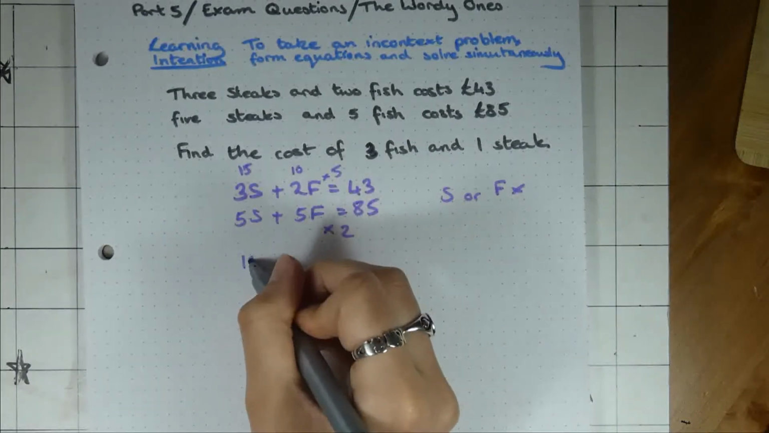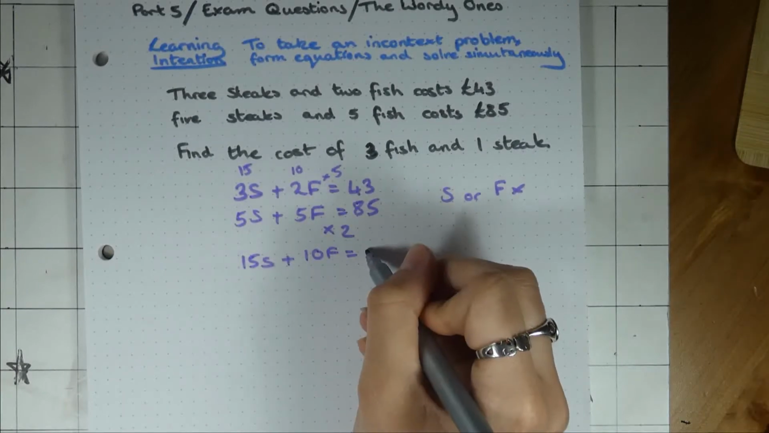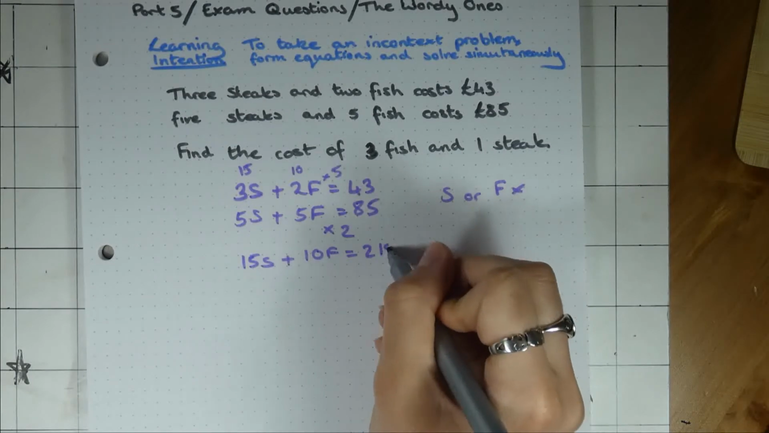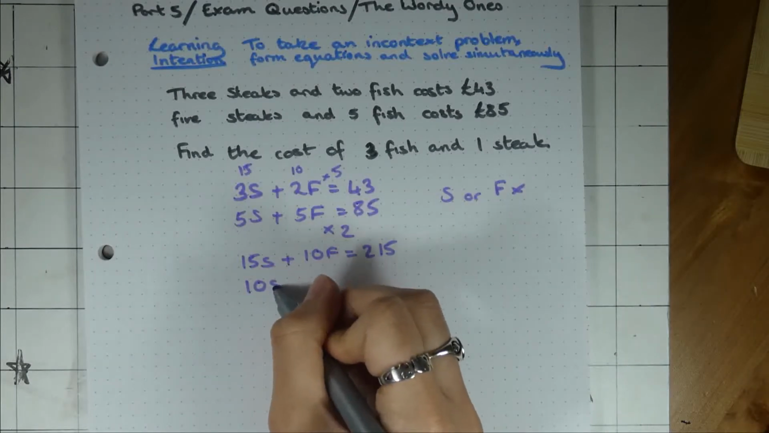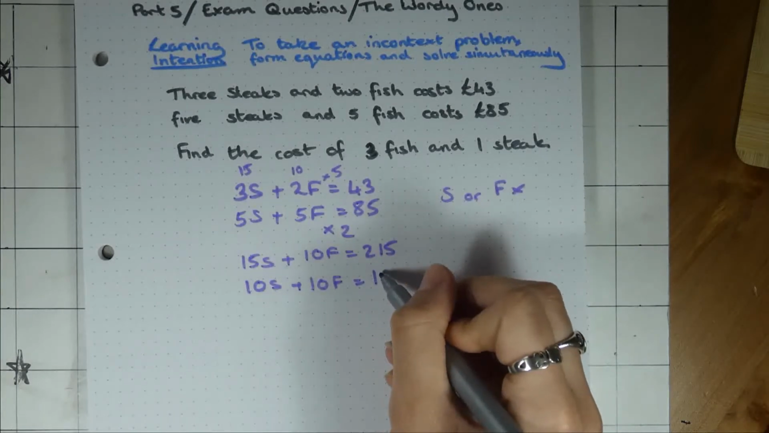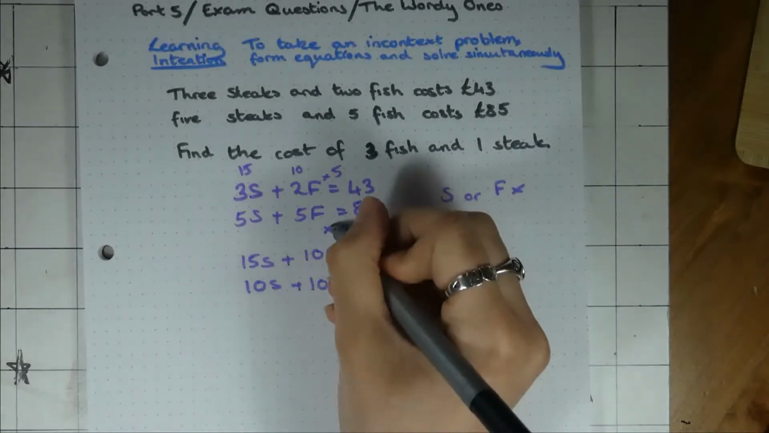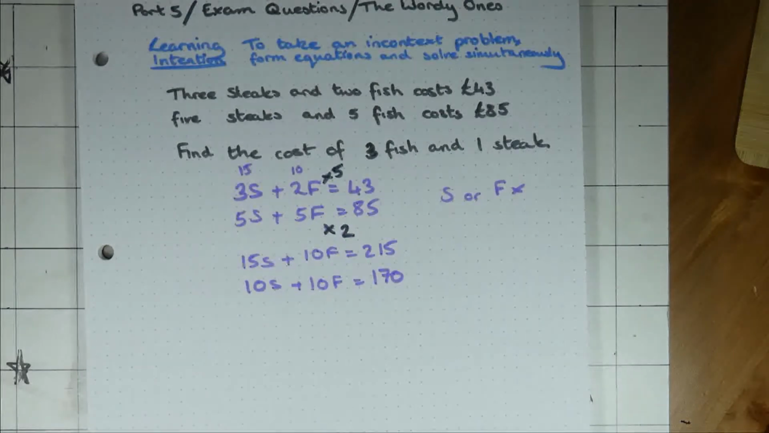So we're going to end up with 15s plus 10f equals, what's 43 times 5? 215. 5s times 2, 10s plus 10f times 2, 170. And here's where we start having the big numbers, and you can see why it's probably much more convenient to go for the lowest common multiple. I'm just going to mark those in black so it's clearer.